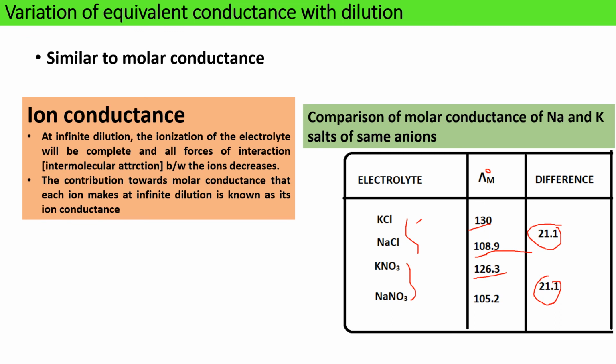So the conclusion is that salts having either a cation or anion in common also provide the same results, like potassium chloride and sodium chloride, or potassium nitrate and sodium nitrate. So the same difference value for lambda m0 for a pair of salts. The contribution towards the molar conductance that each ion makes at infinite dilution is known as ion conductance.